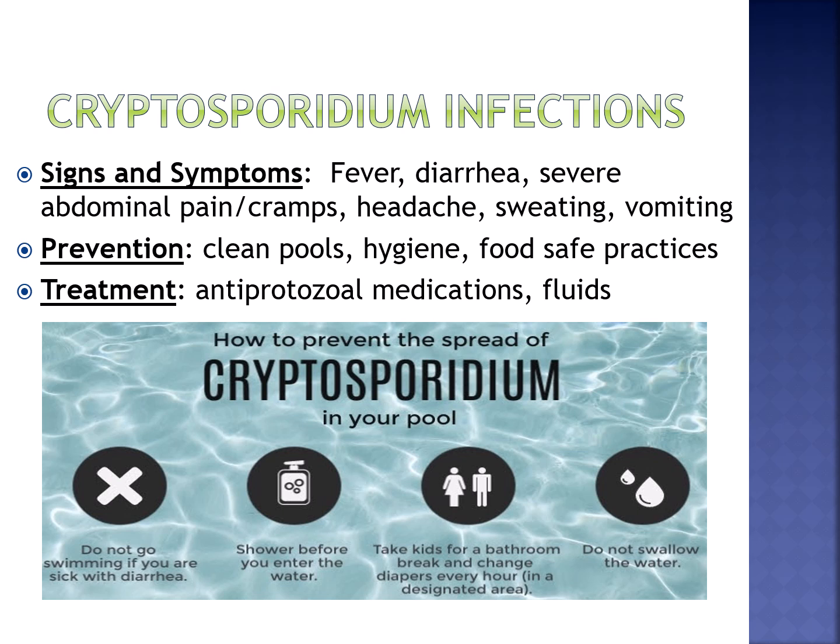Now, these signs and symptoms can last for up to about 2 weeks, where you have a fever, diarrhea, severe abdominal pain and cramps, headache, sweating, vomiting, very classically a diarrheal infection. Prevention is using clean pools, good hygiene, and food safe practices, and the treatment is an anti-protozoal medication, and making sure the individual does not become dehydrated.